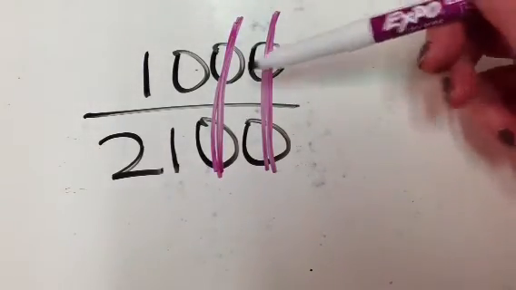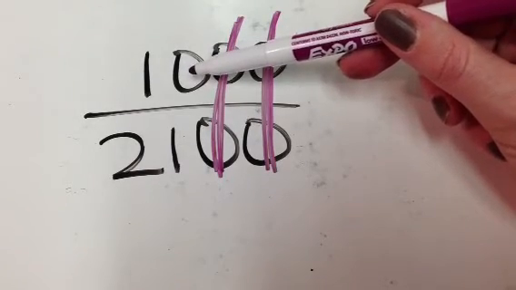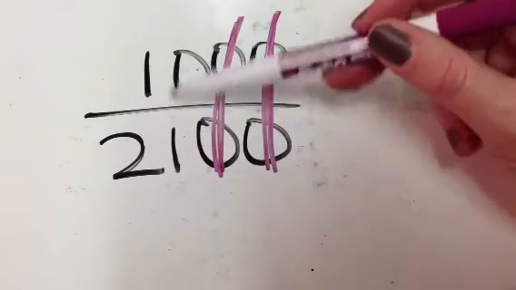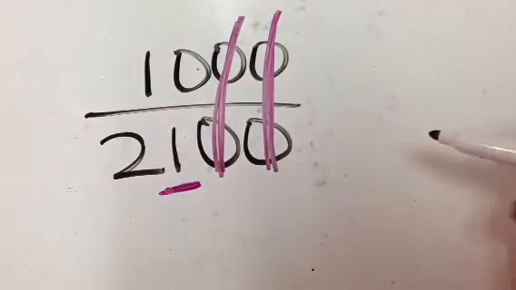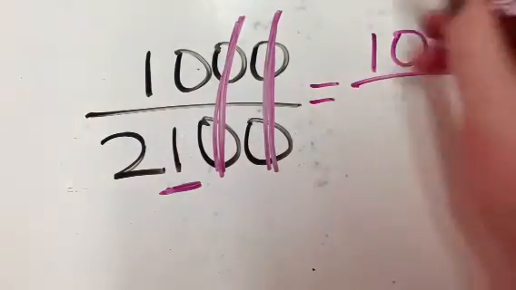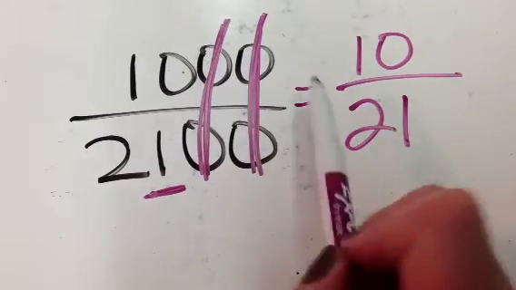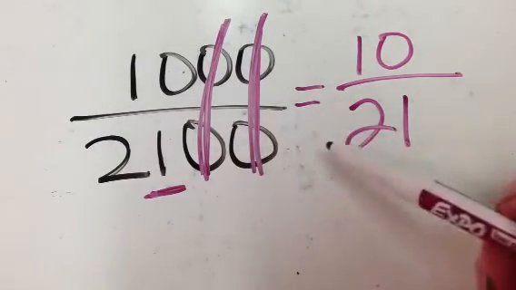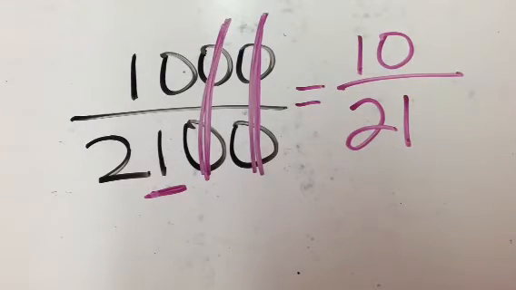But that's as far as I can go, because right here I only have a 0 on top. It would be nice if it was over 2,000, because then I could take one more. But because I have this 1 right there, I can only go over 2 spots, and then I'm left with 10 over 21. So I can't go any farther, but that's okay. I've taken off quite a bit to reduce it down to this fraction.